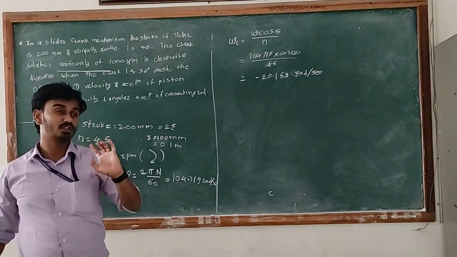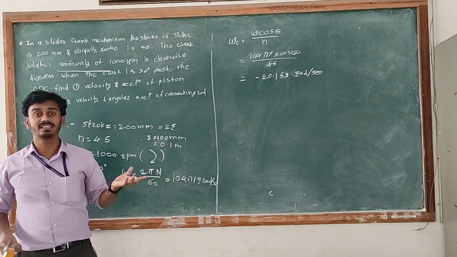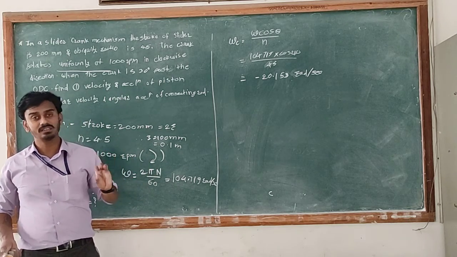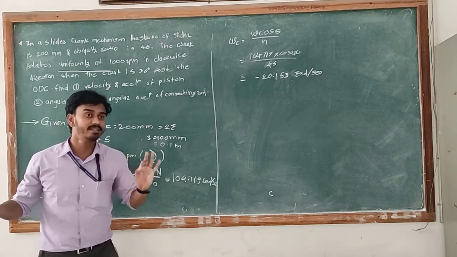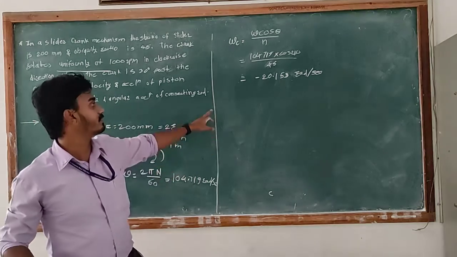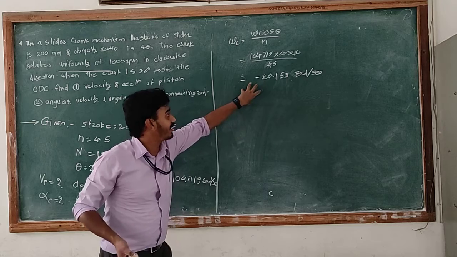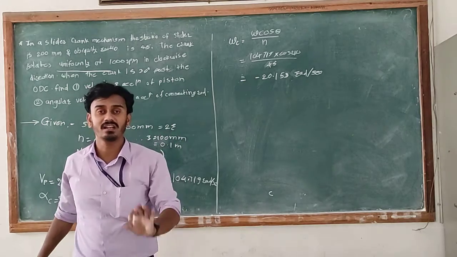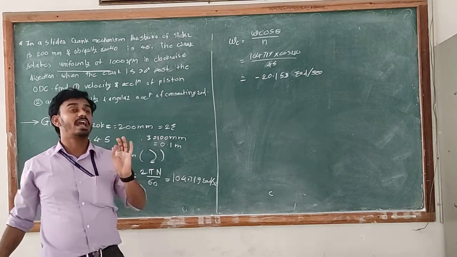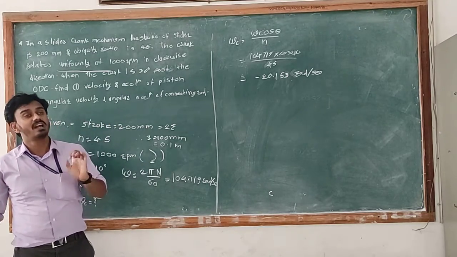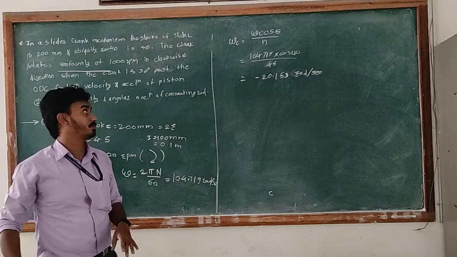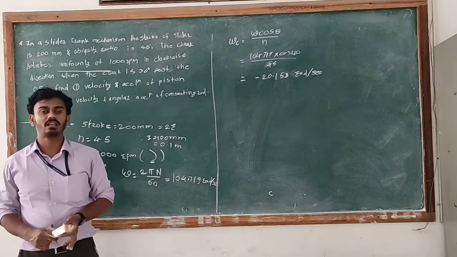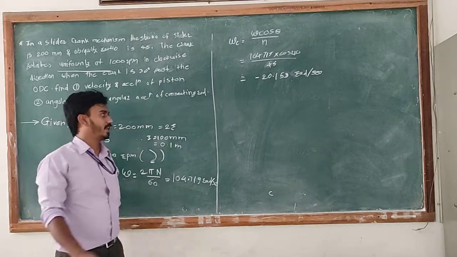Always remember, in SOM or in other problems, we consider that when there is a negative sign there is a difference, but in this case the minus sign indicates that the angular velocity of the crank and the angular velocity of the connecting rod are in the same direction. Okay, so this is the angular velocity of the connecting rod.